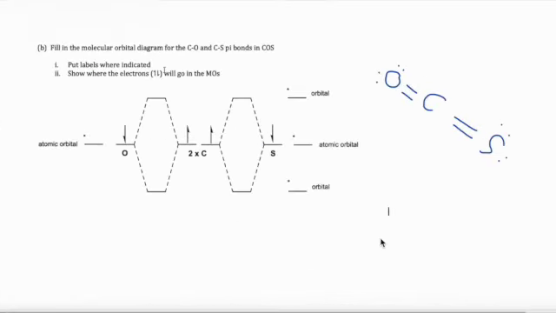We have to fill in the molecular orbital diagram for the CO and CS pi bonds in carbonyl oxysulfide. And firstly, we have to put the labels where it's indicated, and then we also have to show where the electrons will go in the molecular orbitals. So starting with the labels.